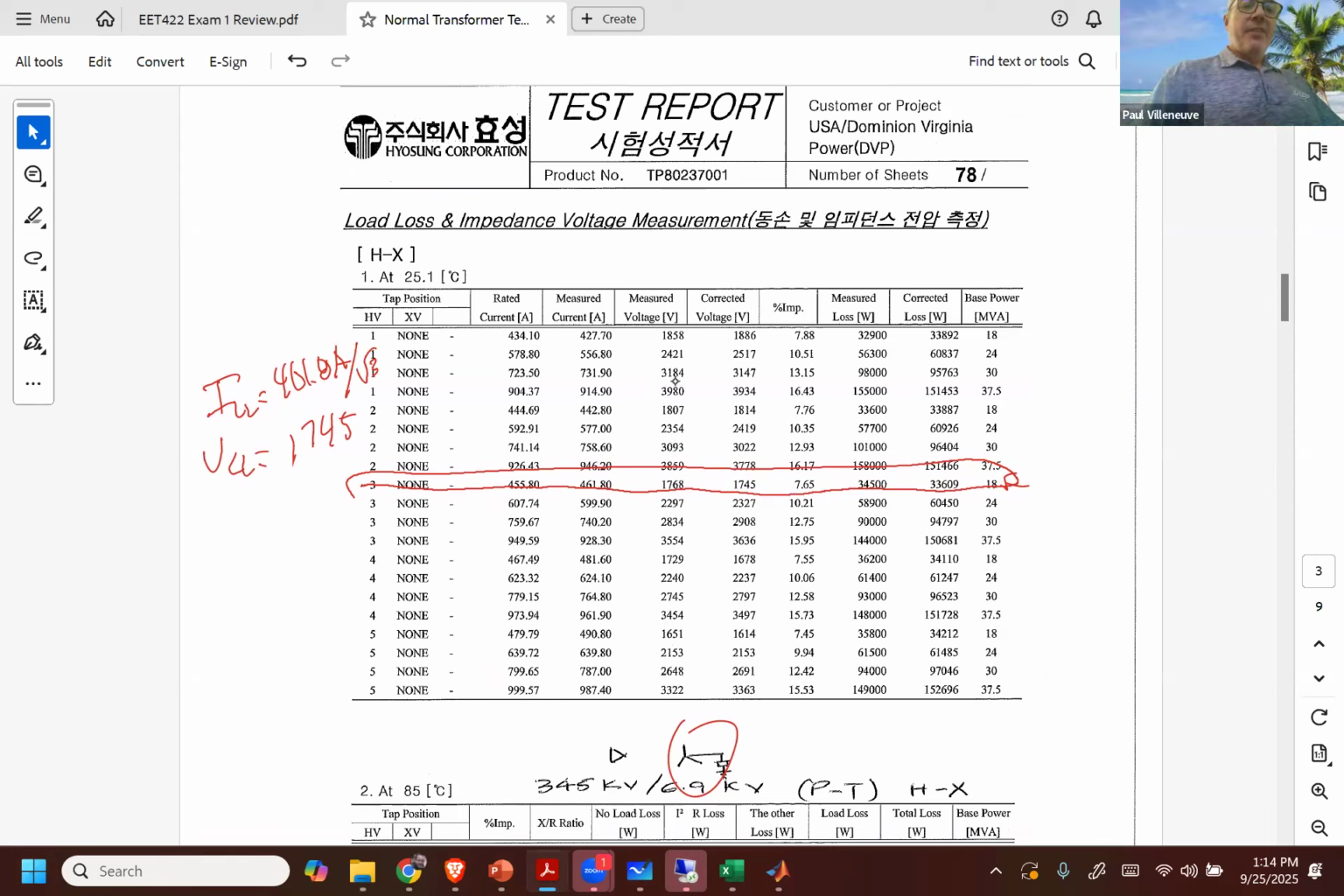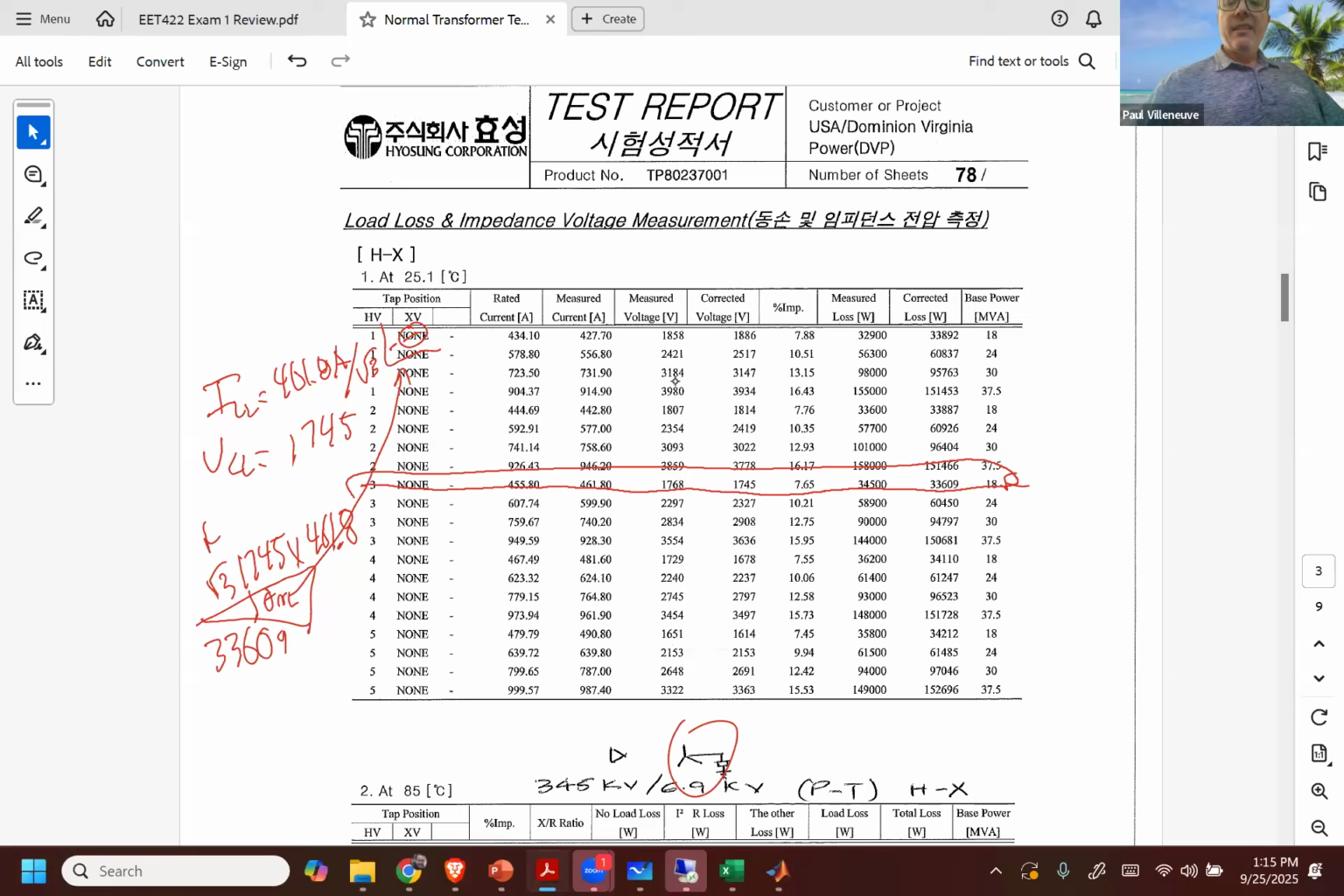I got to divide that by the square root of 3, and I get an angle over here. How I get the angle is I take the power, which is corrected loss, which is 33,609 over here, square root of 3 times 1745 times 461.8. Not the 461.8 divided by the square root of 3 like Alan asked. It's the 461.8 because I'm dividing by the square root of 3. That's going to give me theta load loss, which I can plug into there.